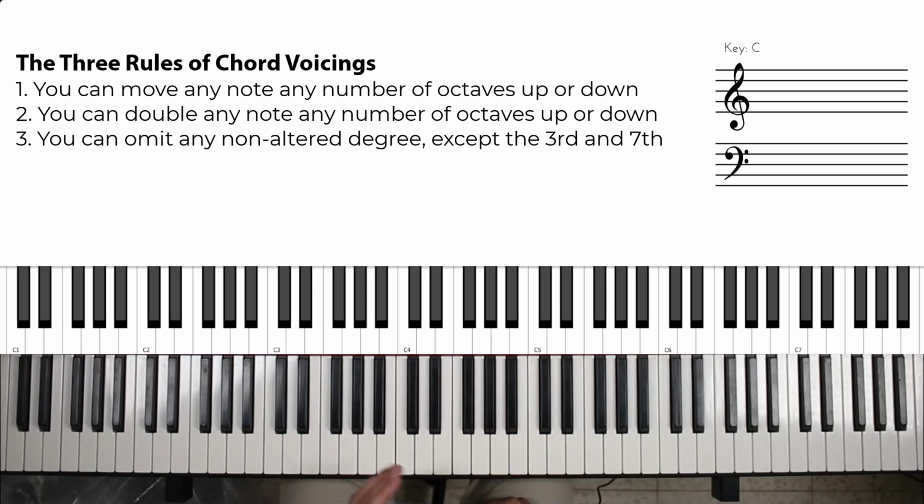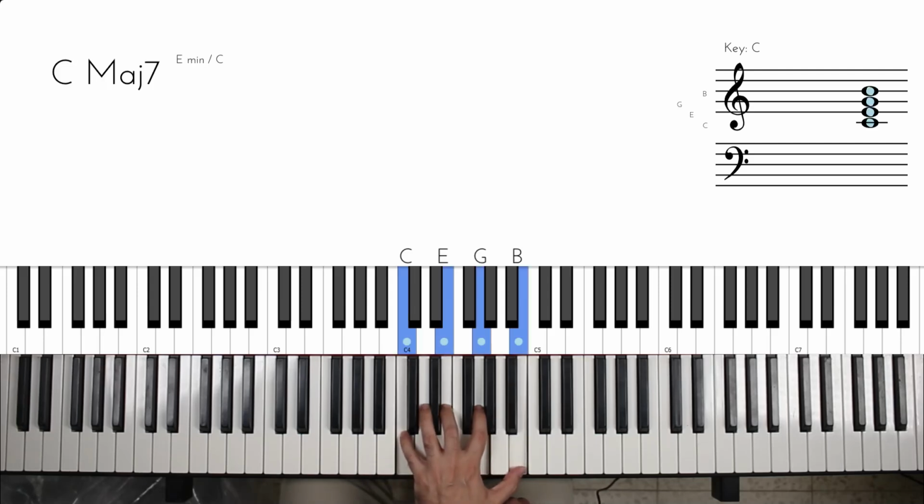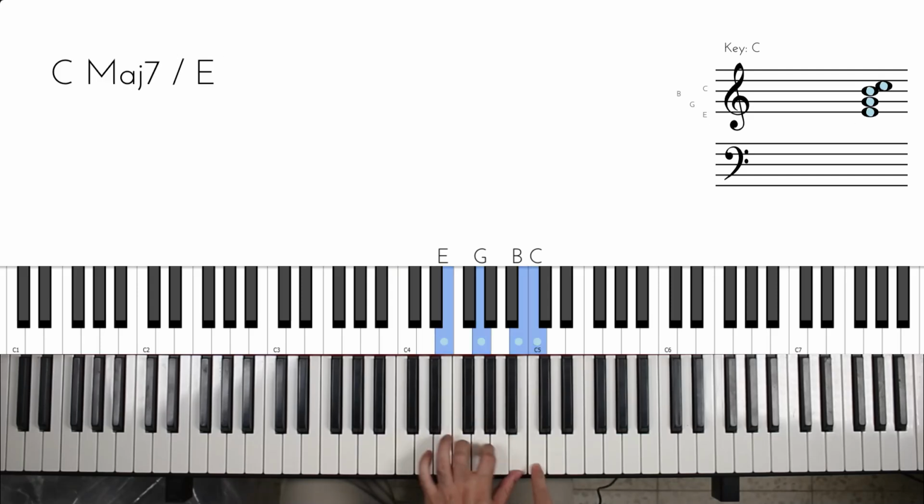So let's start with the C major 7th chord in the root form. C, E, G, and B. Now I can take the lowest most note, C, and move it up an octave. So now I have E, G, B, and C. Now this is also a C major 7th chord, just voiced differently, because I'm allowed to move any note, any number of octaves up or down.